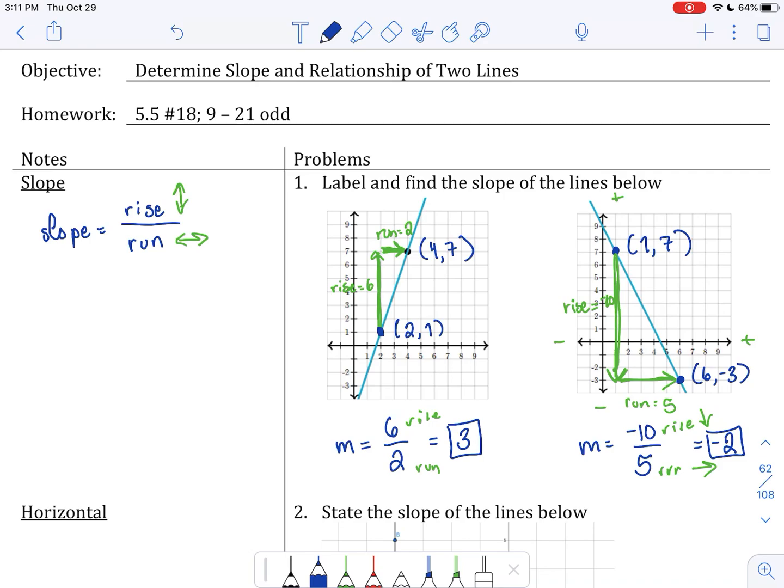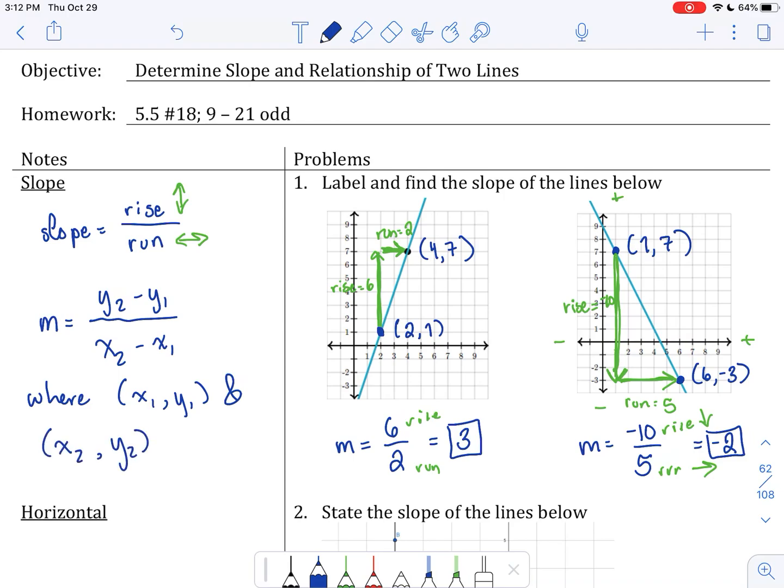Now, one thing that's super helpful is sometimes you're not going to have the picture like this. You might just have these x and y values. And you can still calculate that problem using a formula. You can say that the slope is equal to what we call the difference in the y values, so your second y value minus your first y value. That's your rise, because that's the difference in our vertical direction. And our run would be the difference in the x values, where x1, y1 and x2, y2 are points on the line.